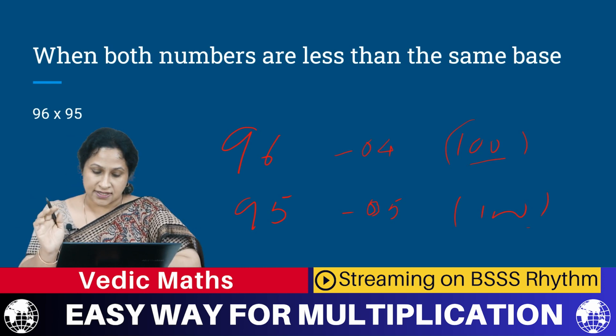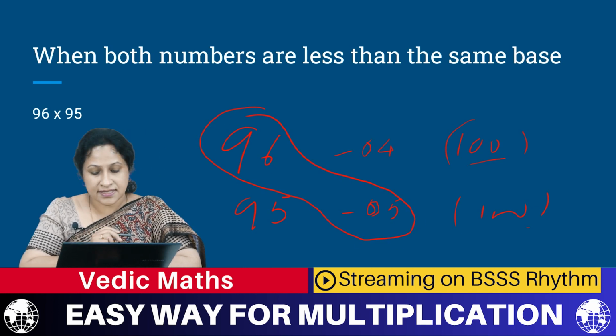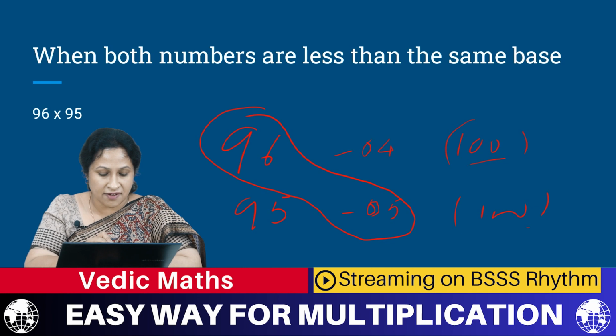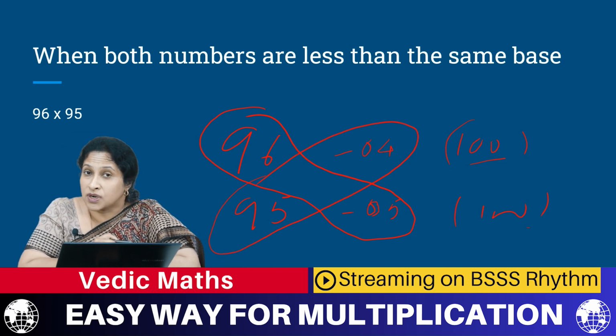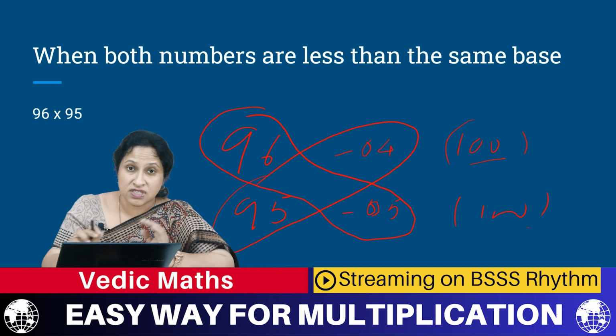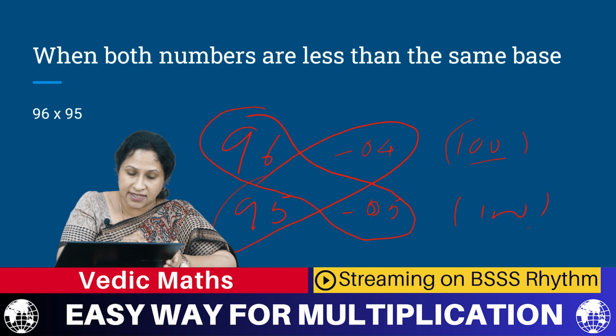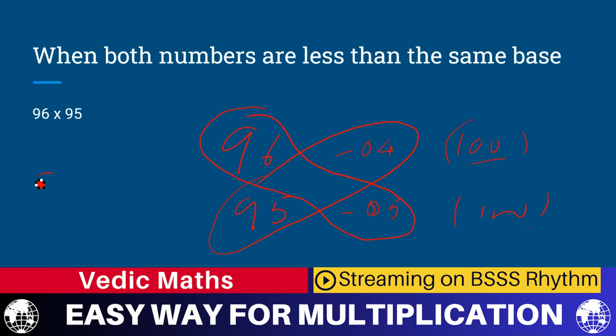What do we do next? The next step is you just cross tabulate. You can see this 96 minus 05 and 95 minus 04. What is 96 minus 05? Or 96 minus 5, when you see that the calculation comes to 96 minus 5, in the cross tabulation it comes to 91. For the first one, my 96 minus 05 is 91 and 95 minus 04 is also 91.